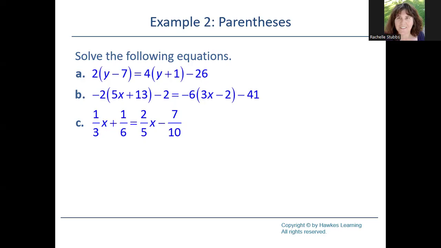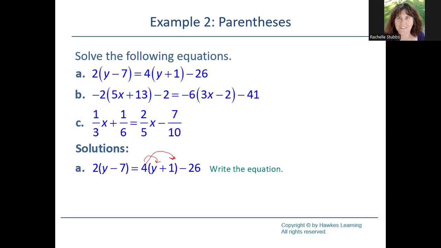Notice we have parentheses on two of them, and we have fractions on the third. For the ones with parentheses, we're going to want to distribute first. So let's look at A. I'm going to distribute the 2 on the left-hand side and the 4 on the right-hand side. The 4 is only multiplying the y and the 1. It is not multiplying the negative 26, so make sure you don't do that. And over here, the 2 is multiplying the y, and the 2 is multiplying the negative 7.